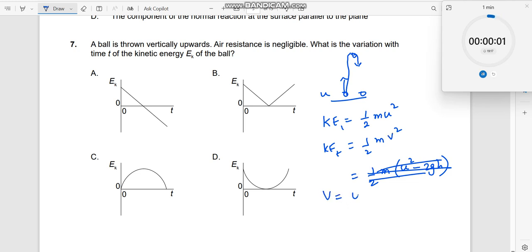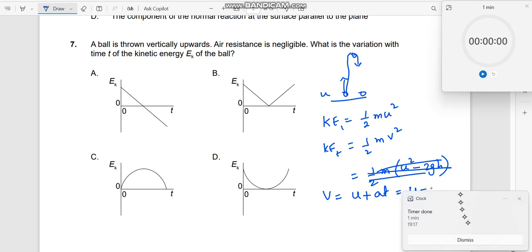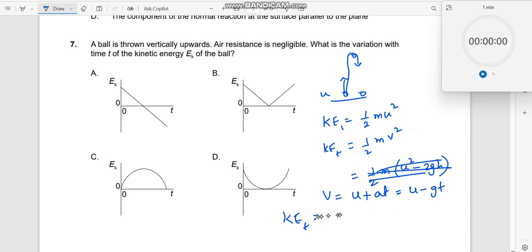So we can write v equal to u plus at, which is nothing but u minus gt. If I substitute it, I get the answer as kinetic energy is equal to half m into u minus gt the whole square. Now you see that kinetic energy is proportional to t square, which means it should be representing a parabola.